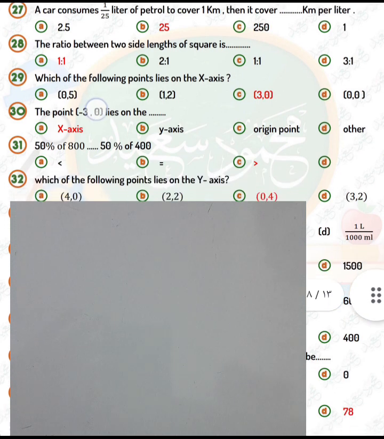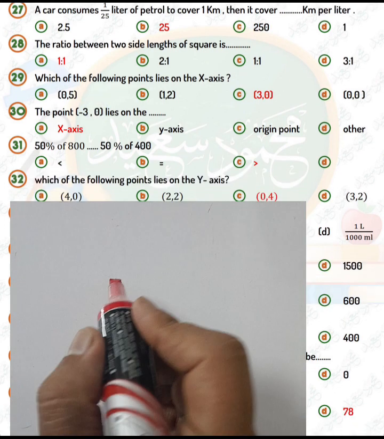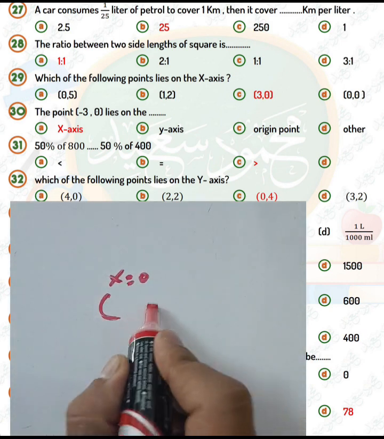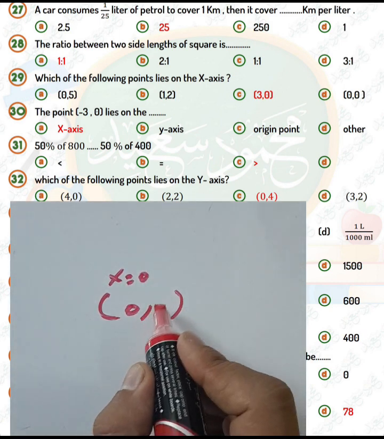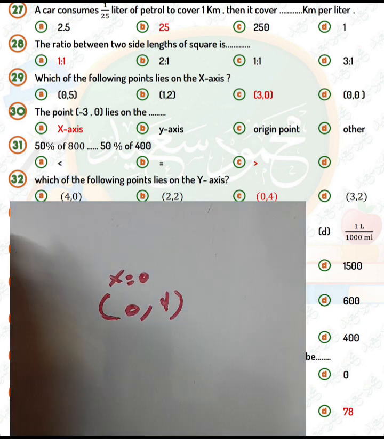Question 32. Which of the following points lies on the y-axis? Lies on the y-axis, it means x equals 0. Then we must write 0 and 4. Choose it, 0 and 4.